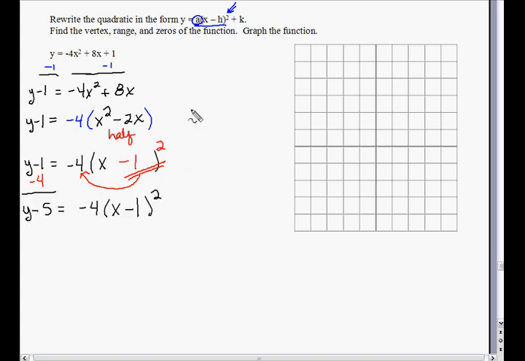So we're not quite in the right form yet. We wanted the a out in front, which we have, and the exponent out, which we have, but we should put the constant back on this side of the equation with the x. So we add 5 to both sides of the equation.